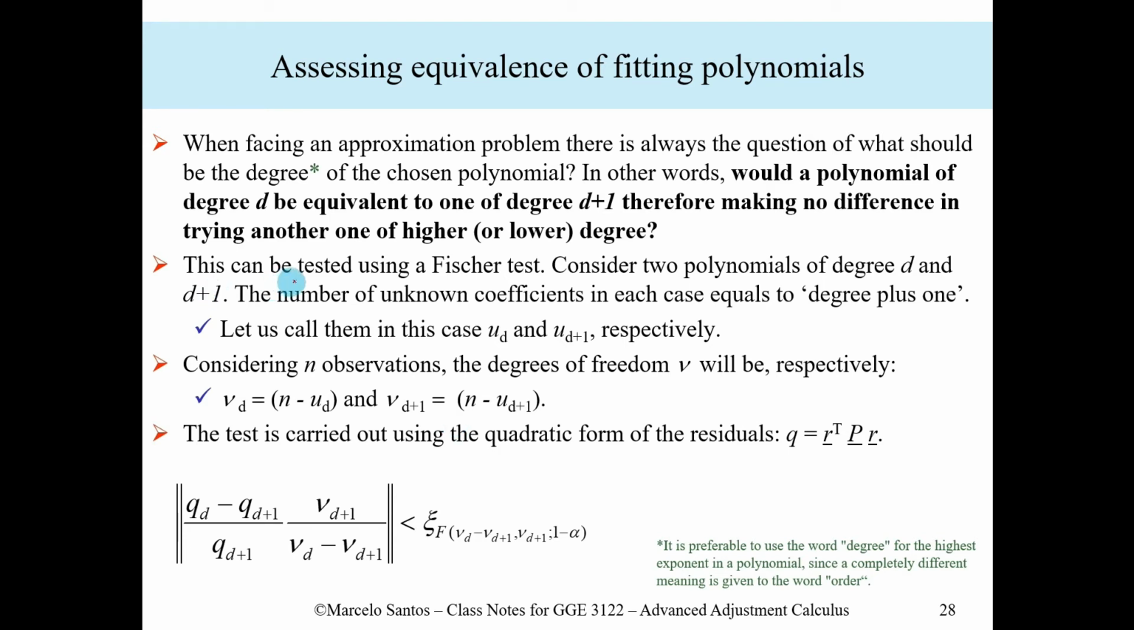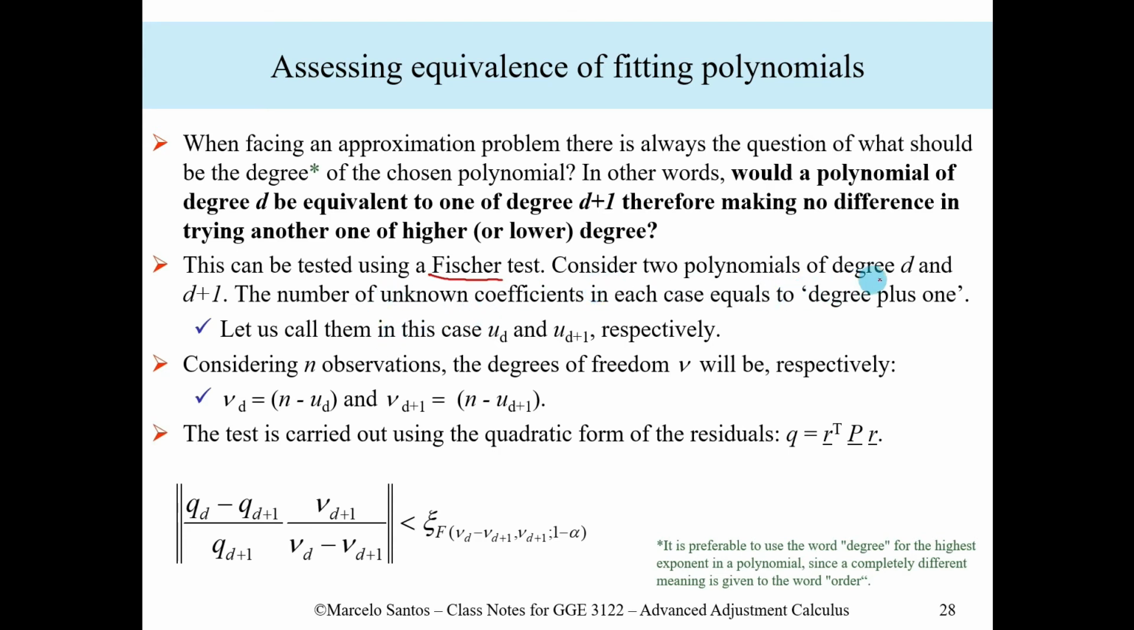So we can do a statistical test using a Fisher distribution to test the equivalence of fitting polynomials. Which means that if two polynomials are statistically equivalent, it doesn't matter to continue trying to fit higher degrees, because they're equivalent.